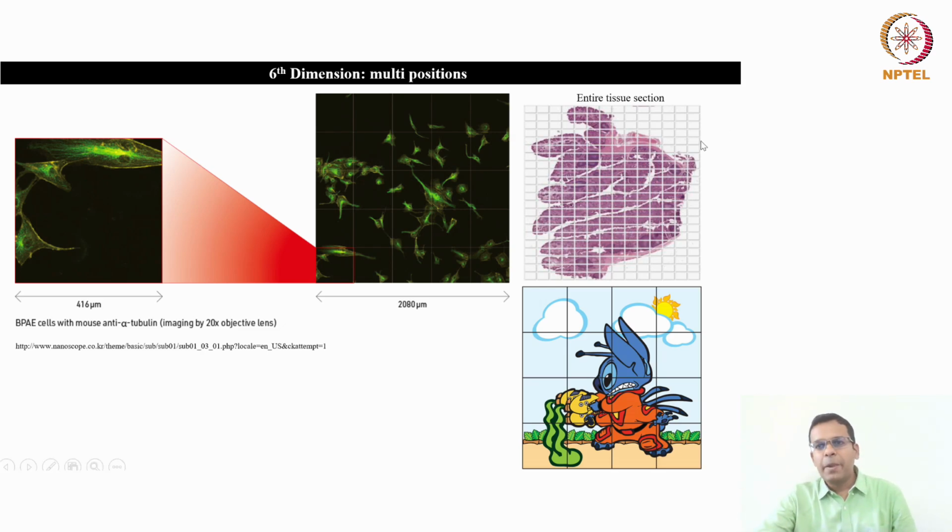Let's say you want to image this entire tissue section. Under the high magnification lens, you cannot see the entire tissue altogether. You can see only a small part of the tissue. So you will ask the microscope to go to multiple positions and take the image at different positions. Eventually the microscope software will combine those individual images in this kind of tile format to show you the entire morphology of the tissue.